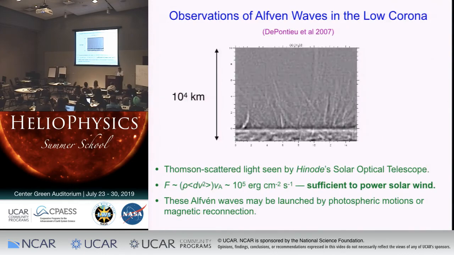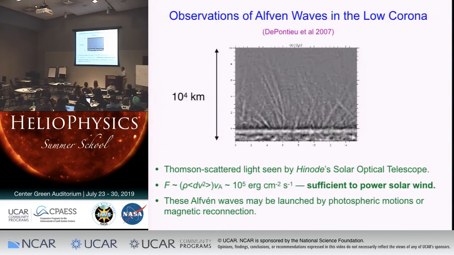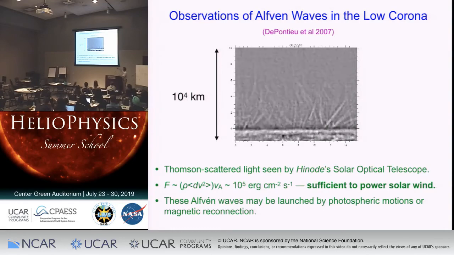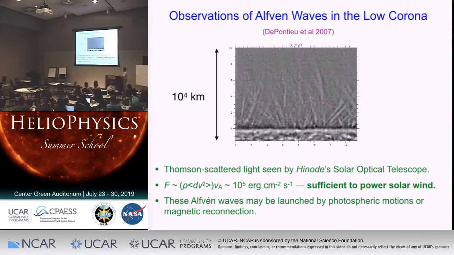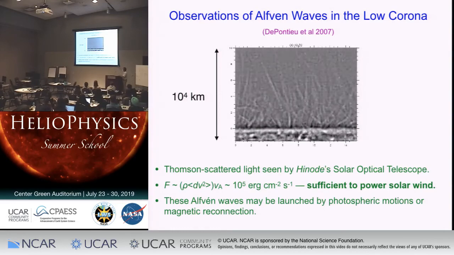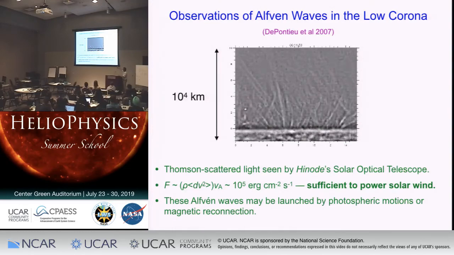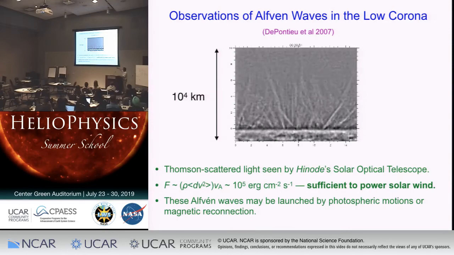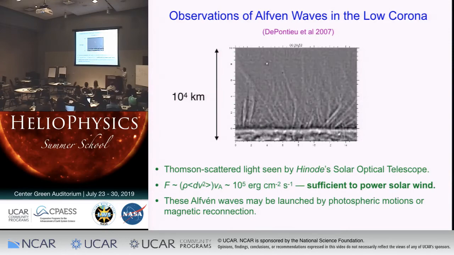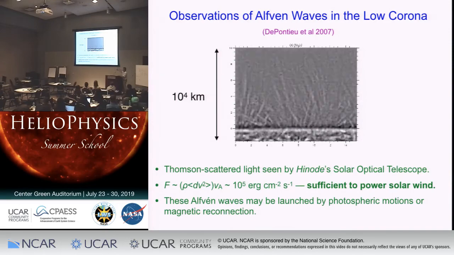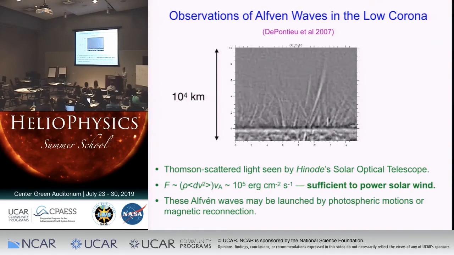Here's a movie showing you some evidence for Alfvén waves in the low corona. This is a movie taken from a publication by Bart De Pontieu and colleagues. And this is basically white light scattering in the low corona, off the limb of the sun. You see bright linear features. Those are regions of enhanced electron density.